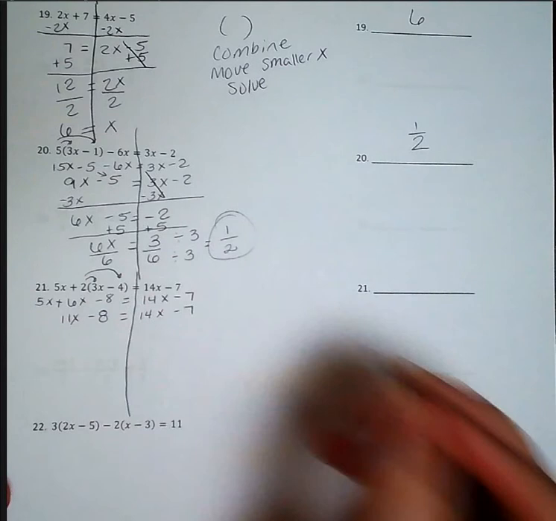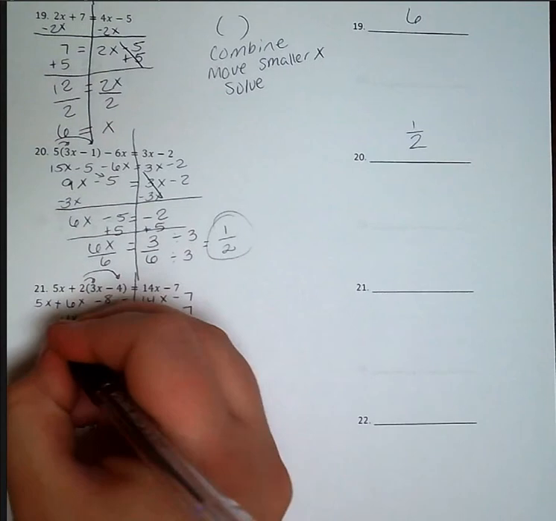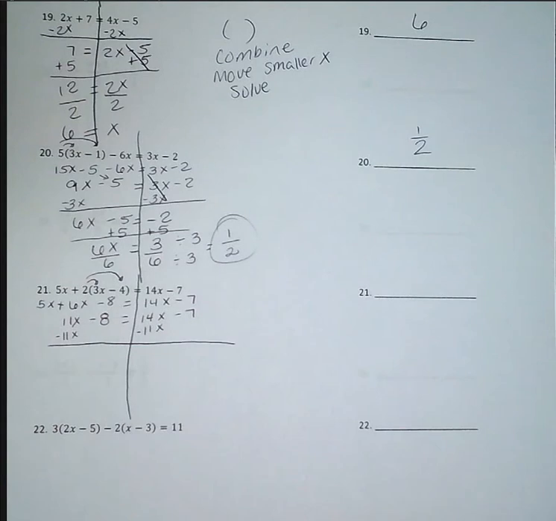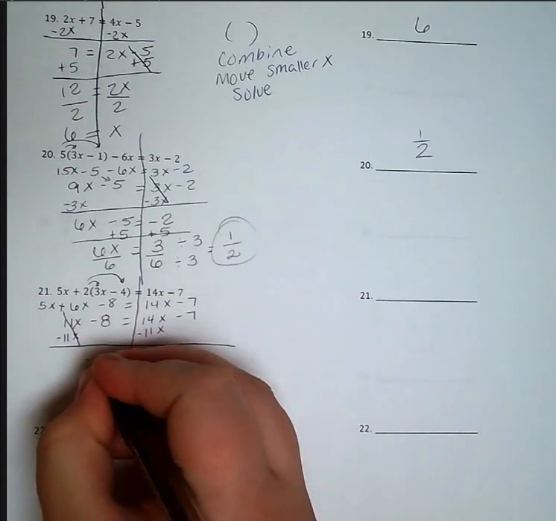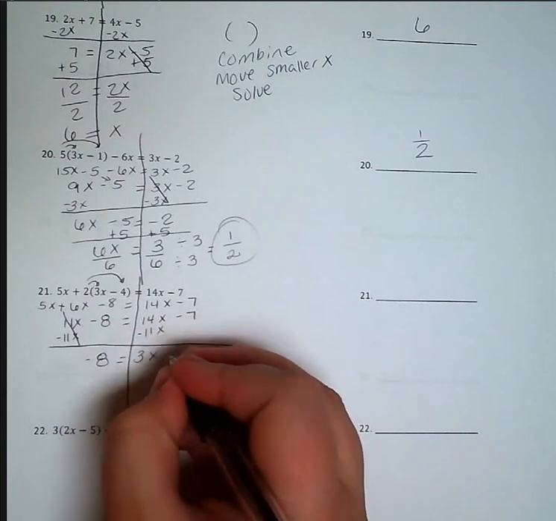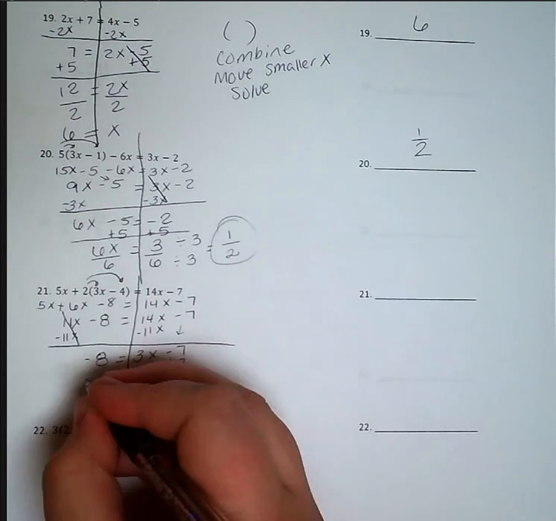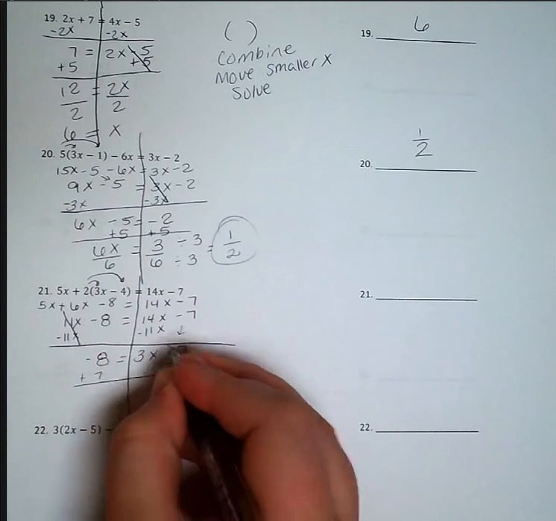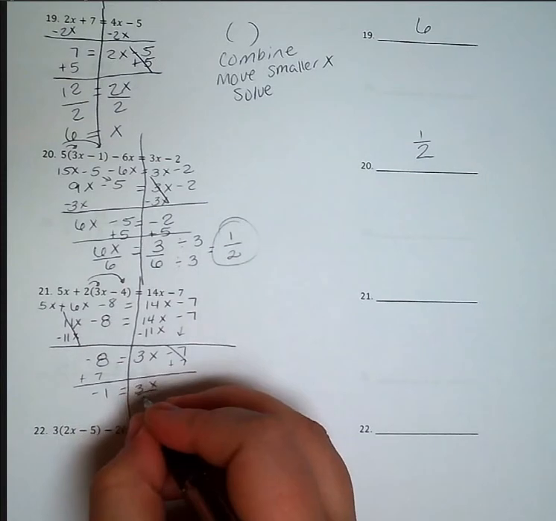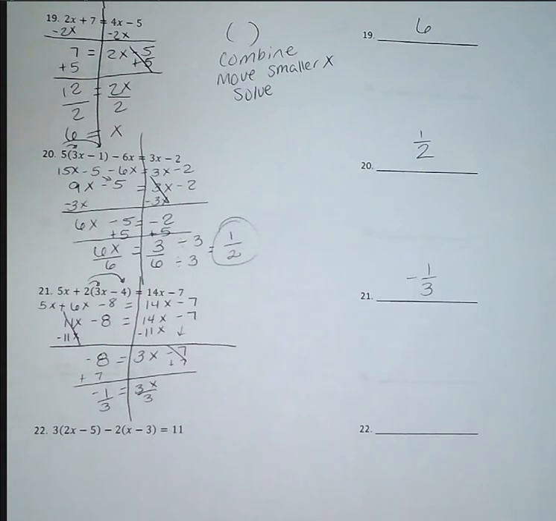Now we move the smaller of our x's, which would be this 11x. 11 is smaller than 14. So I'm left with -8 equals 14x minus 11x is 3x. And I bring down my -7. We're going to add 7 to both sides to get -1 equals 3x. Divide both sides by 3 to get x equals -1/3. Okay.